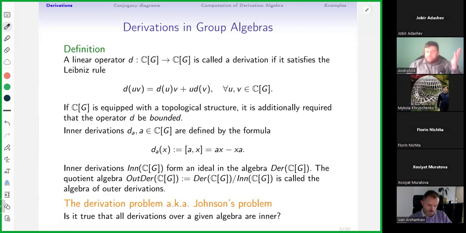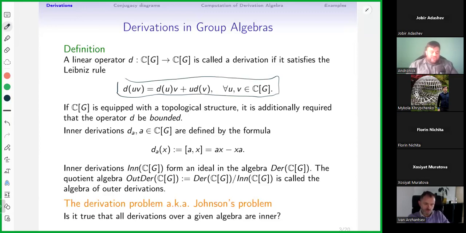A very common definition: what is a derivation? A derivation is a linear operator that satisfies the Leibniz rule. It is written here. And of course you can write some other rules which look like Leibniz. For example, you can write something like this, plus, for example, tau of U, where sigma and tau are some endomorphisms in a group.